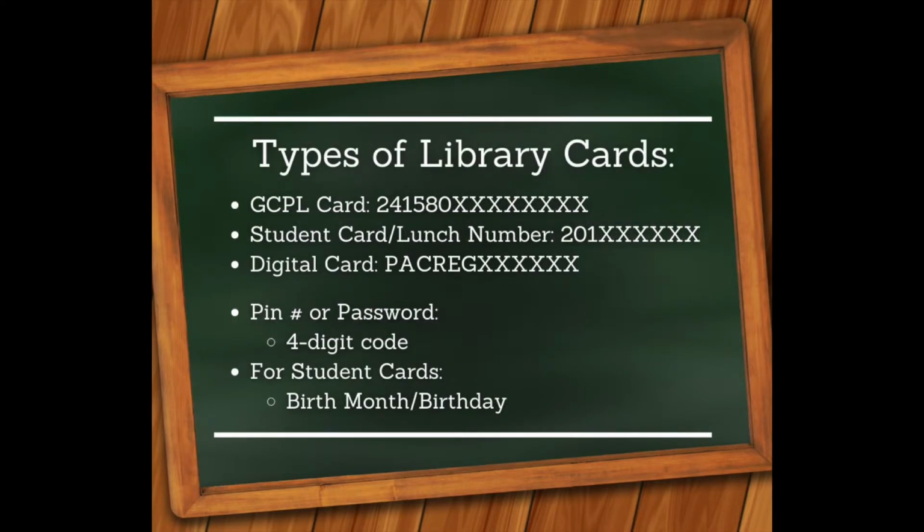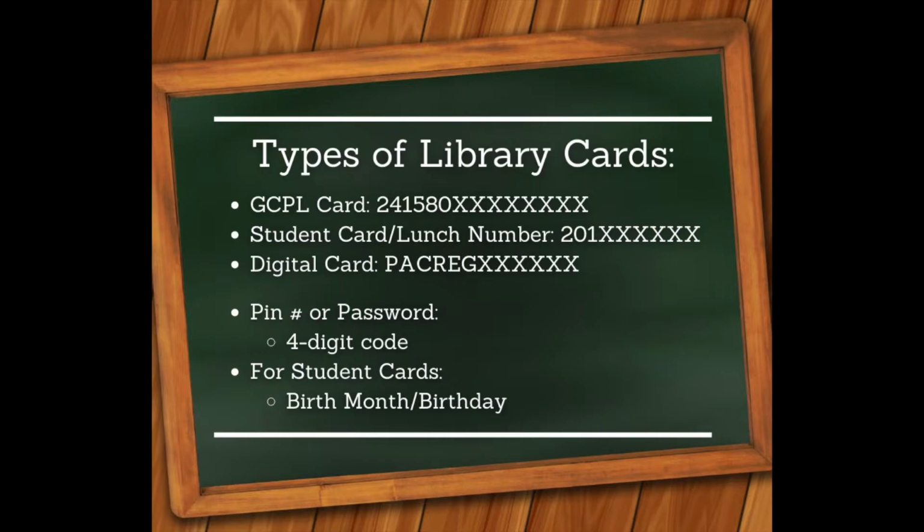Before we start, let's talk about the different types of library cards available for students learning from home. GCPL's standard library card is a 241580 number. If you don't have a 241580 number, you might try and see if your student number or lunch number works. Lastly, if you don't have a card, you can register for one at glynnettpl.org, and this will give you a PAC Reg card.